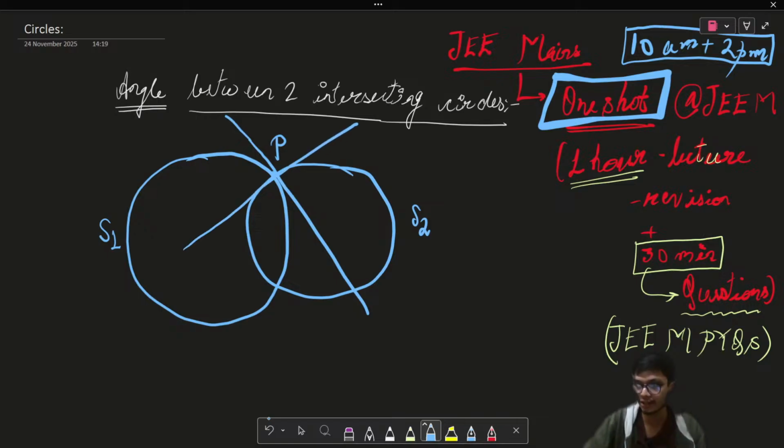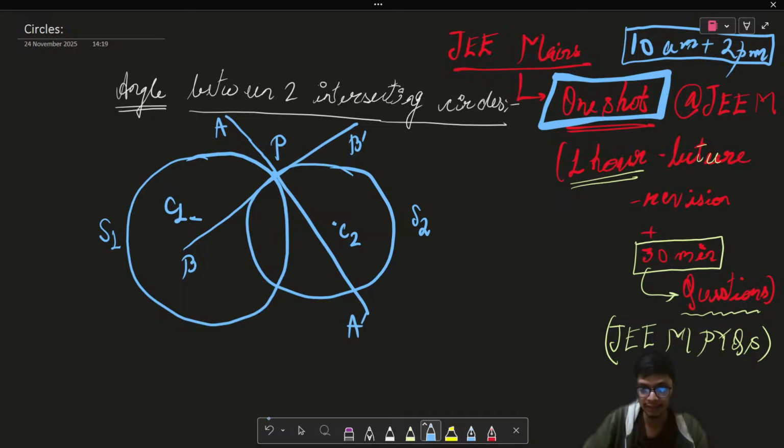So let us call these tangents by some name. Now it is very obvious that the tangent may or may not pass through the center. So let us call this center C2 and this center C1. Let us name the tangents: let us call this tangent BB dash, and these tangents A and A dash. So these are the tangents we will have.